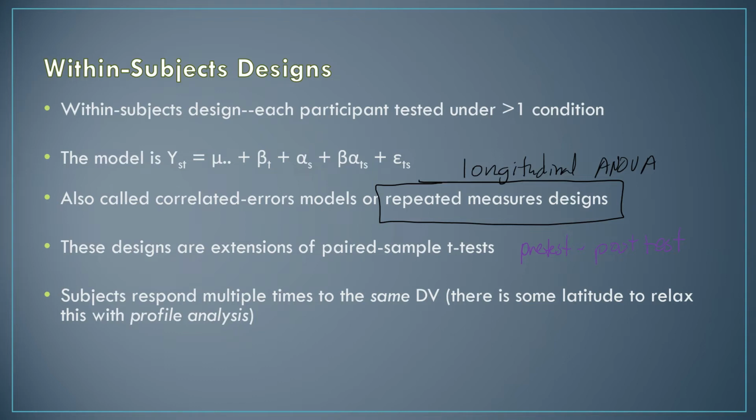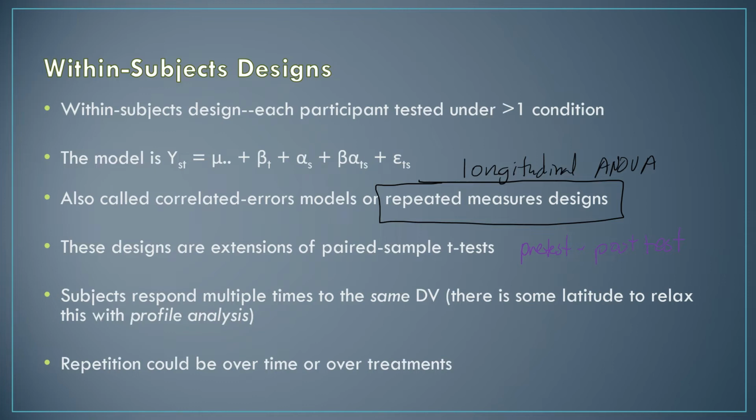And so the subjects are providing multiple values for the dependent variable. And so for each level of the independent variable, each participant will have a value for the dependent variable. So the means of the dependent variable are still what's being compared across the groups, just as in any other ANOVA design. But now each participant is at every level of the independent variable.